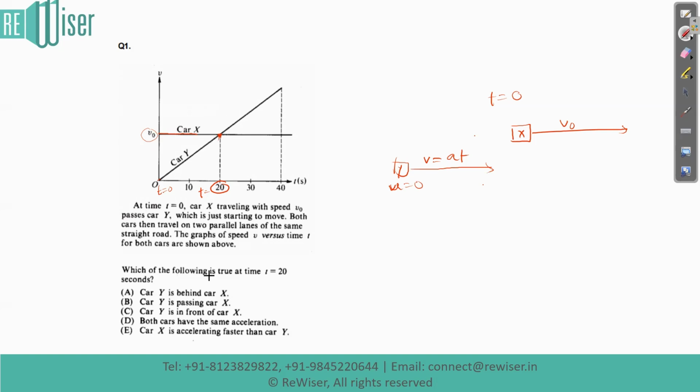So which of the following is correct? Car Y is behind car X. Yes, car Y is still behind car X. It has just gained the velocity equal to car X. And since it is accelerating, the velocity will increase at some point of time, and car Y is going to pass car X, because it is accelerating. So this is the answer. Option A is the correct answer.